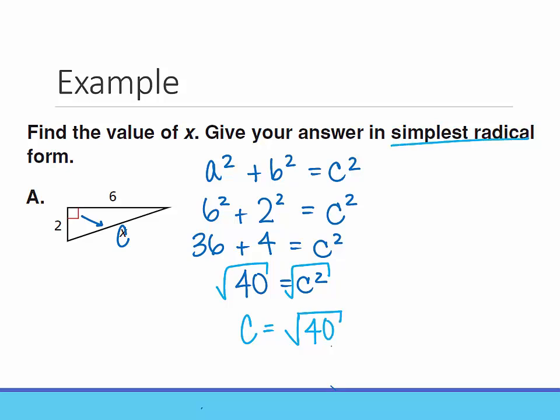Now remember, you have to write this in simplest radical form, which means break this apart. Find a perfect square that goes into 40. And 4 sticks in my mind.